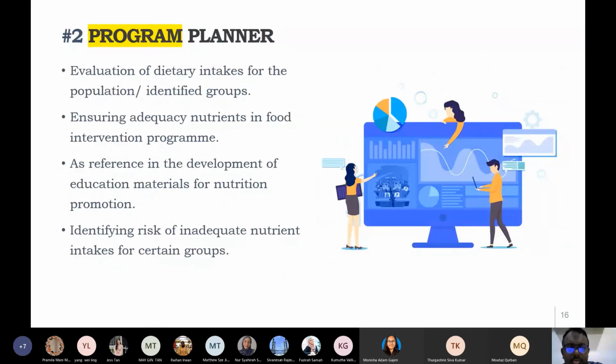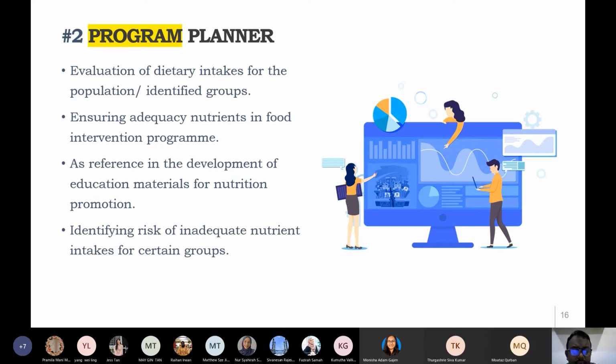The second group that needs RNI is the program planners. So they use RNI to evaluate the dietary intakes for the population and also for the specific identified group that they are interested in. And they also ensure the adequacy of nutrients in food intervention programs using the RNI. So if you have a guide, we know whether the nutrient is adequate or not.